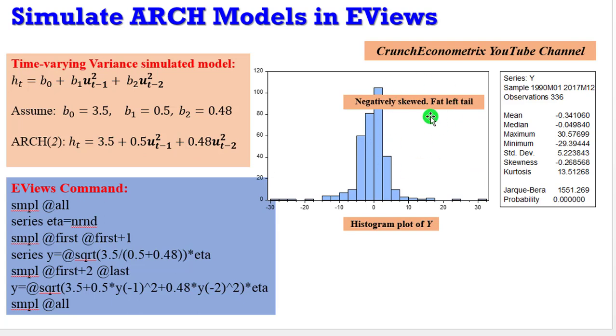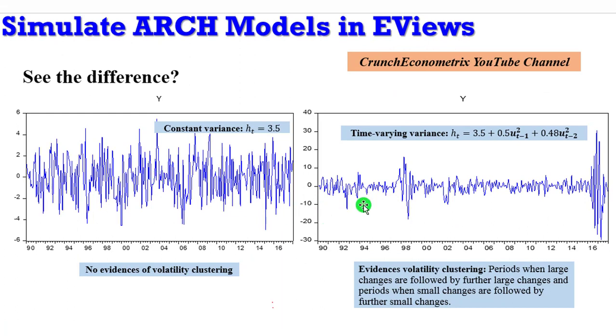This is a plot of what we have. It is not normally distributed. From the Jarque-Bera p-value, you can see here it is highly significant and negatively skewed. It has a fat left tail. Putting the two plots together, this is the one with the constant variance and this is the one with the varying variance, time varying variance, stark differences.